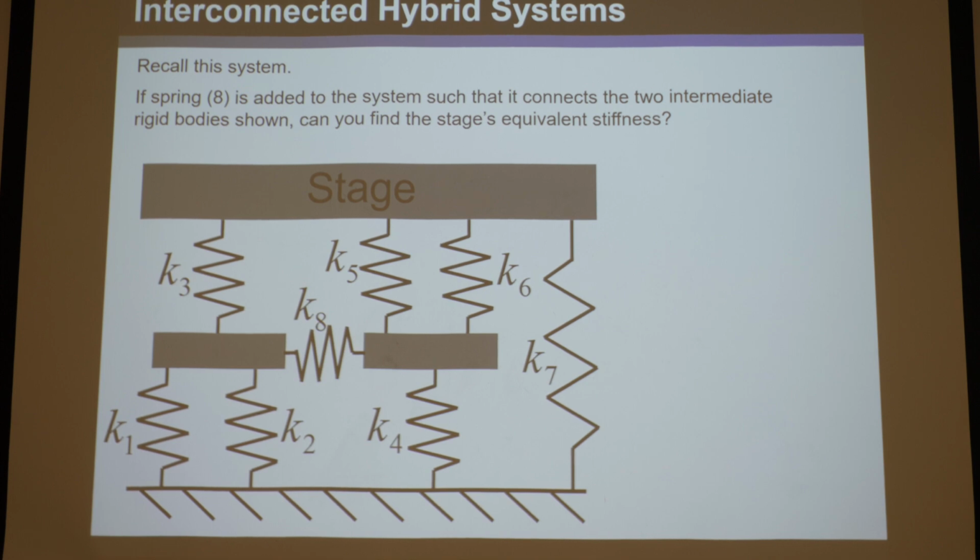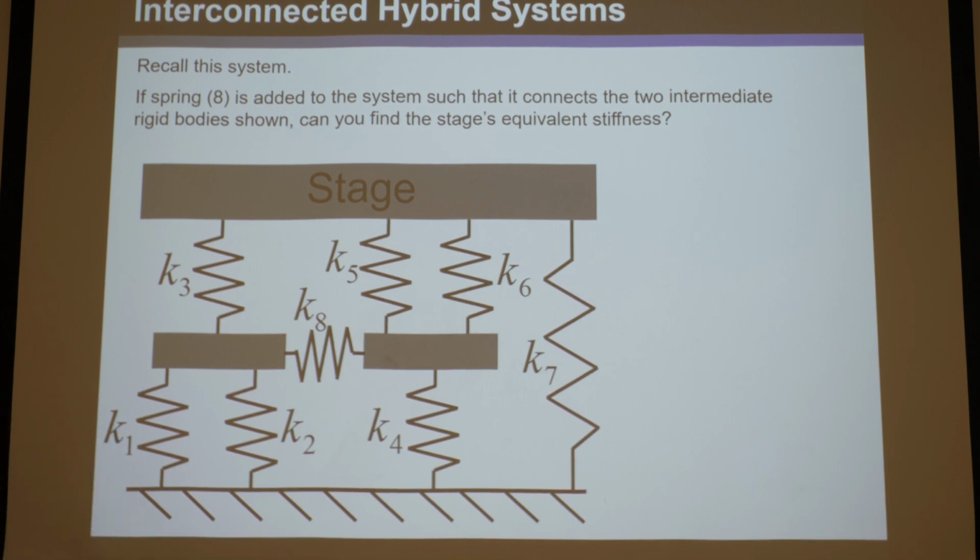Okay, hopefully you're tuning back in and you see that it's not doable. The reason is that you can't break this down into parallel and serial subsystems, because this is now called an interconnected hybrid system. You have interconnected intermediate bodies, and as a consequence you can draw loops through the springs that don't ever pass through the ground. These are interconnected, and so you can't use that trick.